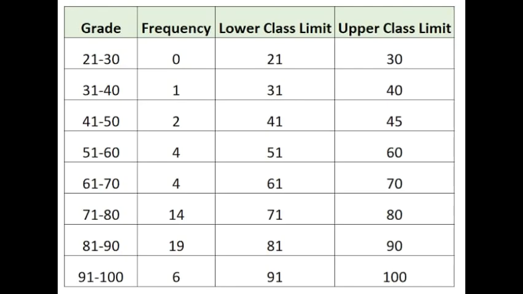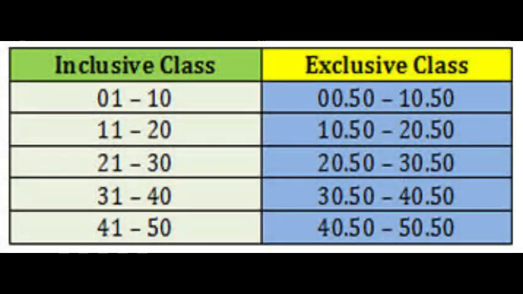So again, it also has three types, as I told you: exclusive method, inclusive method, and true or actual. Inclusive is 1 to 10, and then the number will not be repeated. So the inclusive class is 1 to 10, 11 to 20, 21 to 30. Whereas in exclusive, the upper limit of the first class interval becomes the lower limit of the second. So you can see here it is 0.5 to 10.5, 10.5 again to 20.5, 20.5 to 30.5, etc.